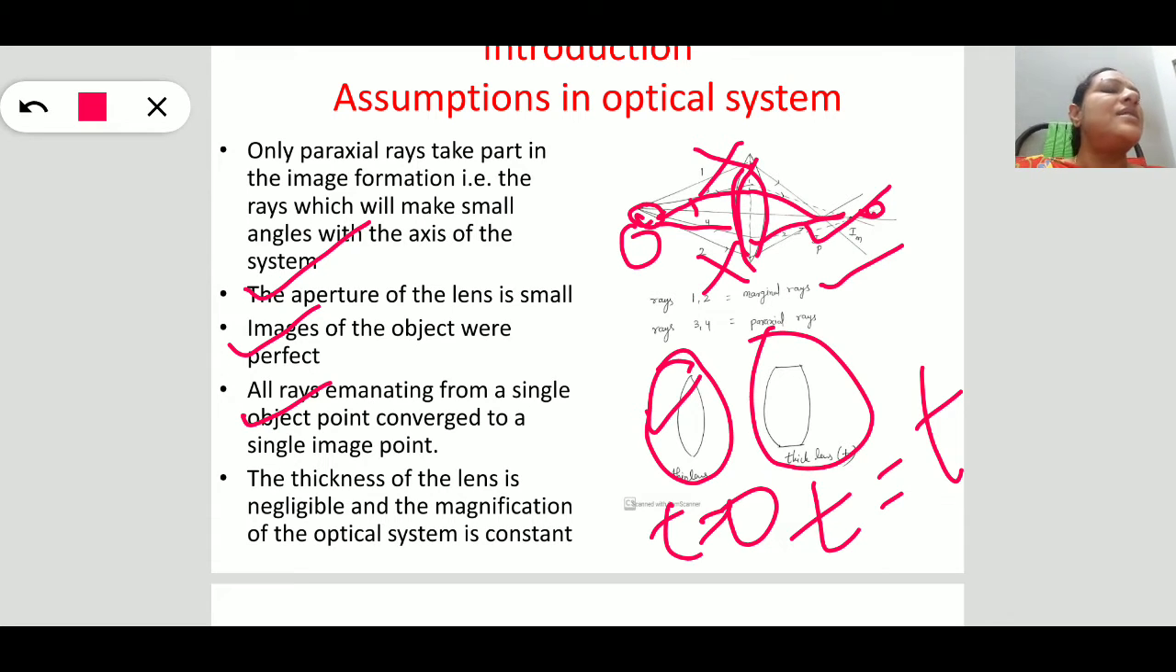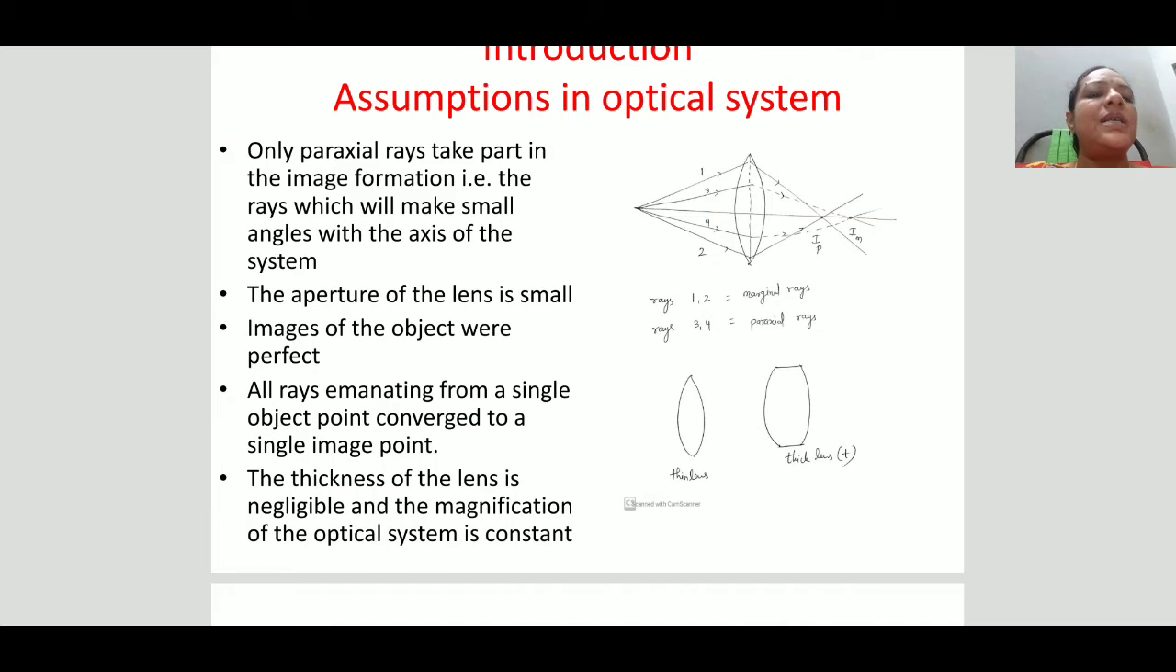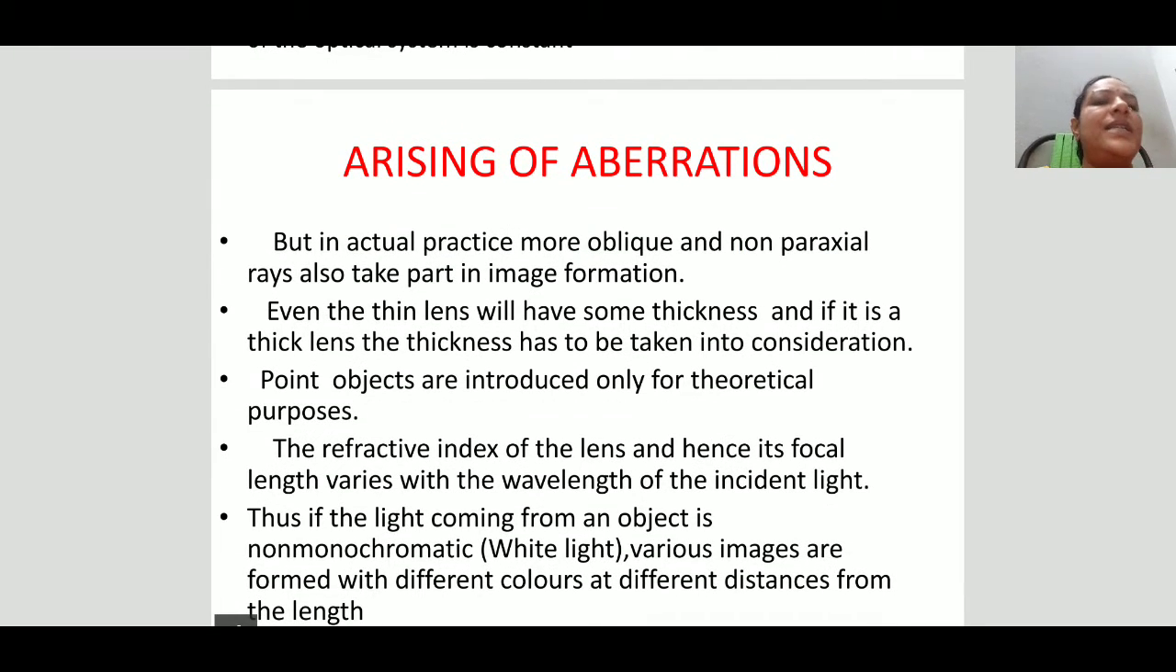These are all known as assumptions. By assuming these we study images, but this is not always true. In actual practice, more non-paraxial rays also take part. Non-paraxial rays means marginal rays. Marginal rays also take part in the formation of the image. Next, even a thin lens will have some thickness. Just now I told you that if we consider a thick lens, we have to consider the thickness of that lens also.